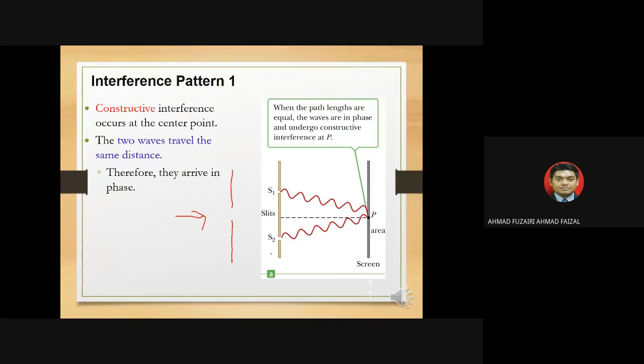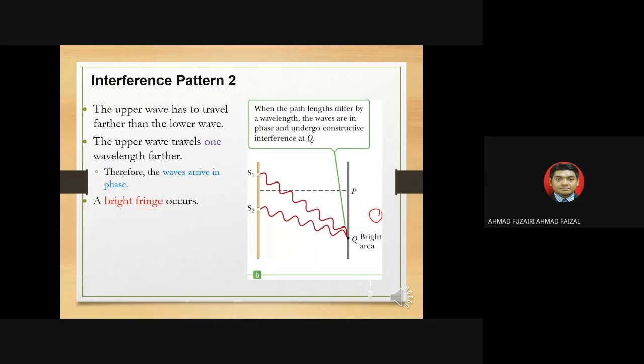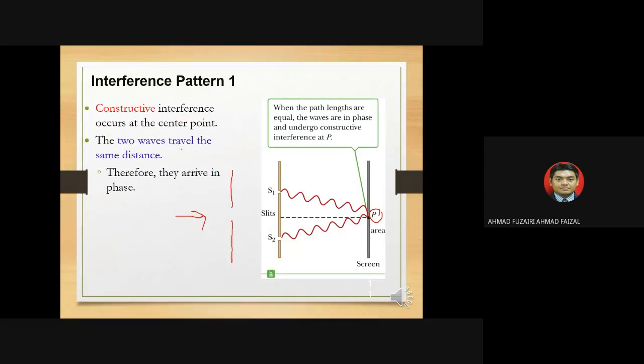Okay, when you have two slits S1 and S2, so these slits, okay, to a point P, where at point P, apa yang berlaku dekat sini, okay, the upper wave, here, okay, the two waves travel the same distance. So bayangkan ya, at S1, the wave will travel let's say 10 meters. And at S2, the wave also travels 10 meters. Okay, so we are saying waves travel from slit number 1 and slit number 2 at 10 meters, respectively.